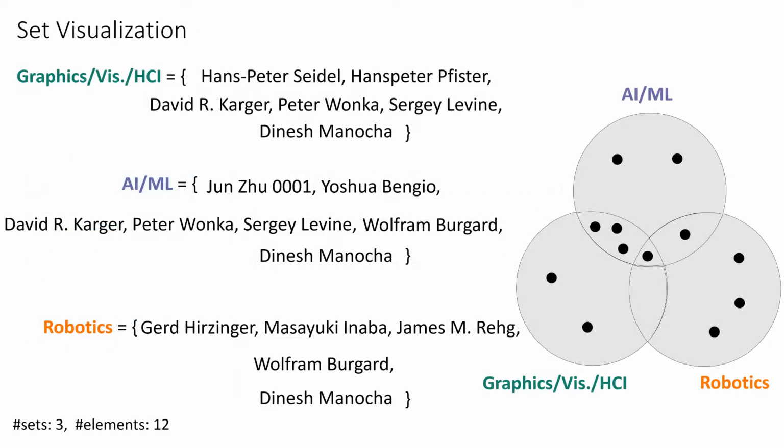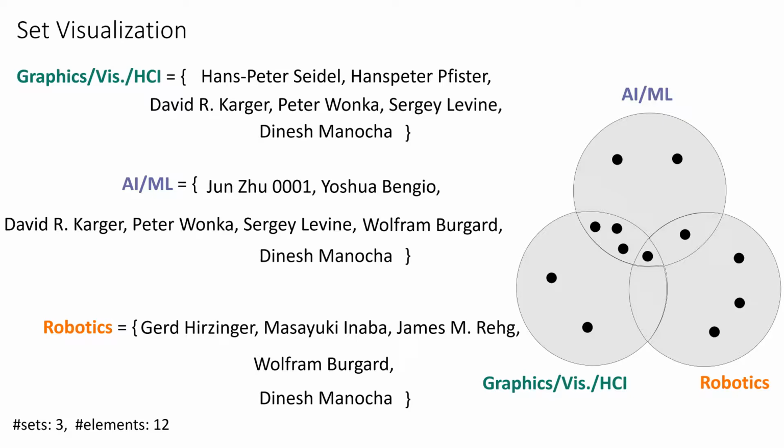Sets are collections of elements. They are commonly used to model data in many applications. For instance, to analyze publication data, we can model research fields as sets and researchers as elements. If a researcher publishes in a research field, it becomes a member of the corresponding set. Here we show a small sample of the computer science research dataset.